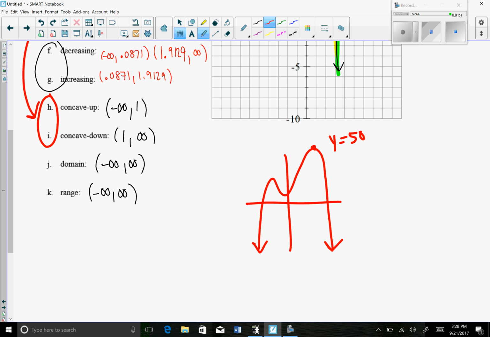So bring this with you to class, and we will continue working on analyzing graphs in class.